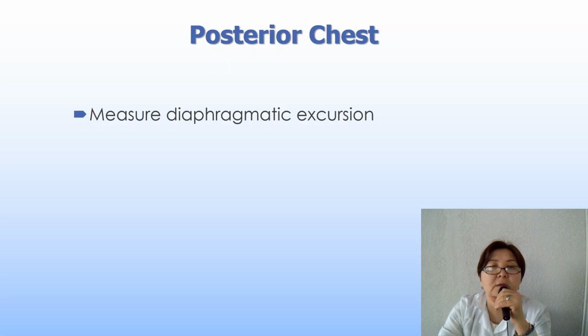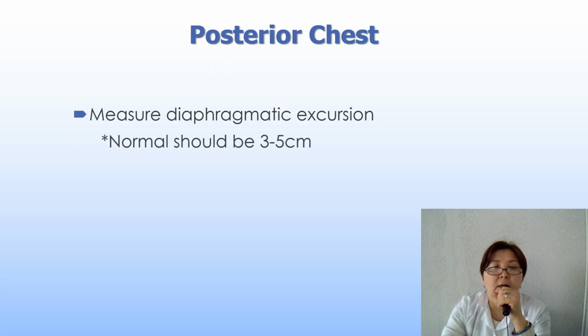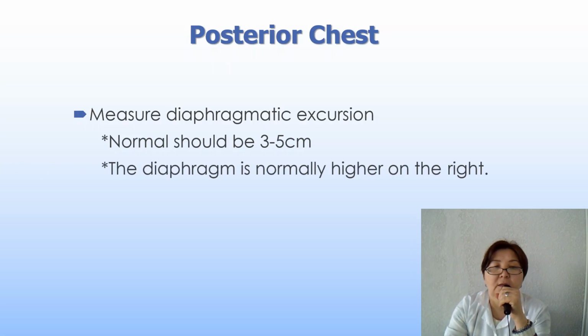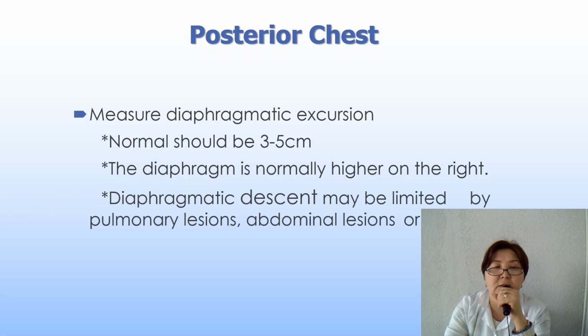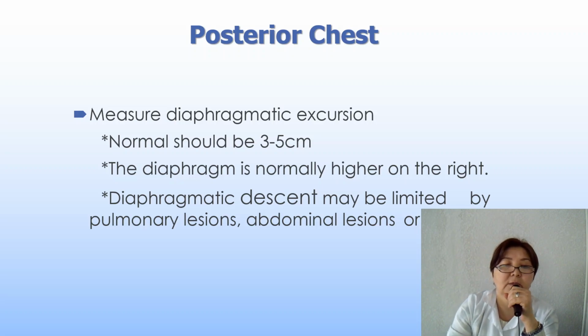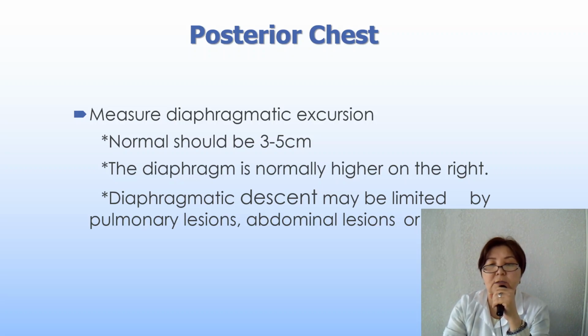When we examine the posterior chest, we should also measure diaphragmatic excursion. Normally, it should be 3-5 centimeters. The diaphragm is normally higher on the right. Diaphragmatic descent may be limited by pulmonary lesions, abdominal lesions, or pain.